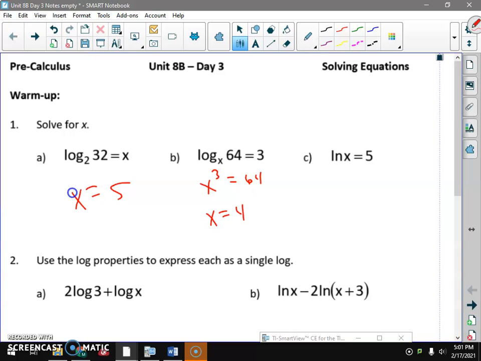And the last one, ln of x equals 5. Looks crazy, but if you think about that as being an e, x equals just e to the 5th. Don't care what number it is. 2.71828 to the 5th power. e to the 5th is great.